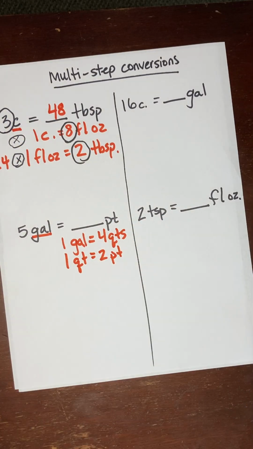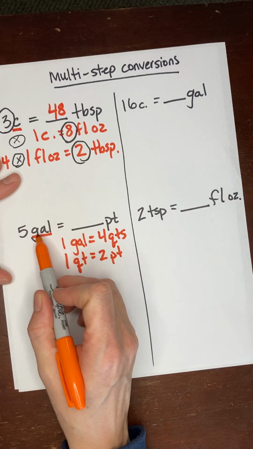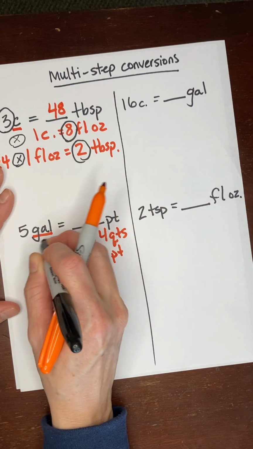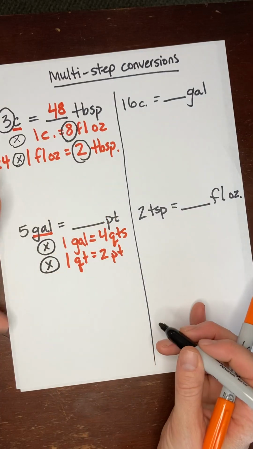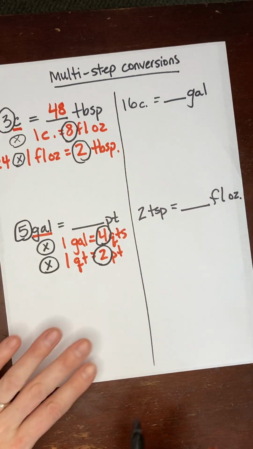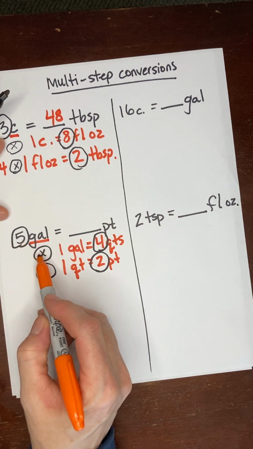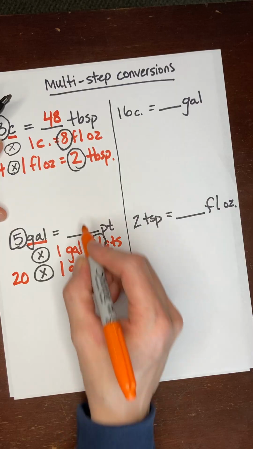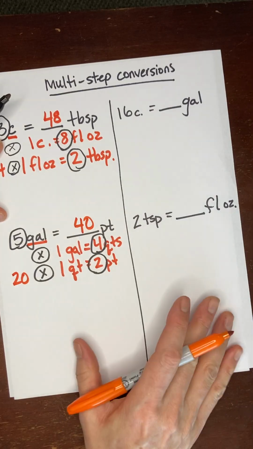So I'm going to move this out of the way. I'm going from a bigger measure to a smaller one, so I'm going to times, and I'm going to times both times. Okay, I have 2 conversion factors and my original number. Okay, so let's do it. 5 times 4 is 20. 20 times 2 is 40.